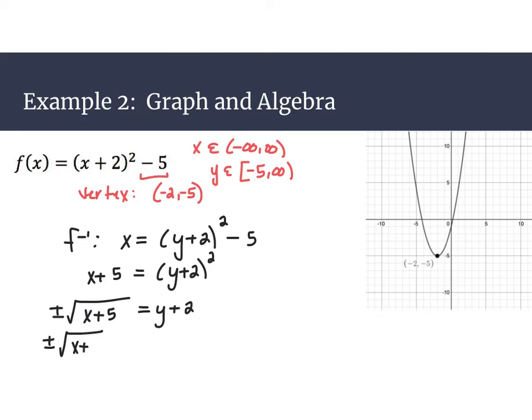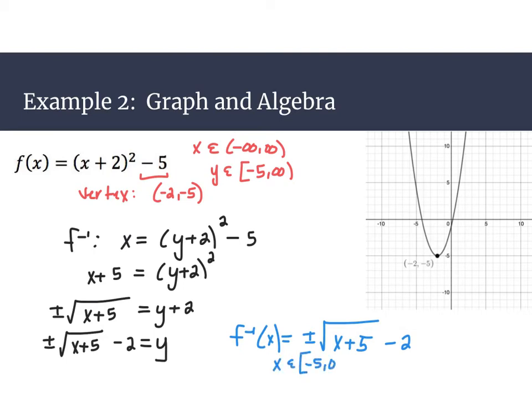You want to make sure that that 2, as you move it from the right to the left, stays out from underneath of that radical. So using the appropriate notation, the inverse of my original function is plus and minus the square root of x plus 5 minus 2. The range from the original becomes the domain of my inverse. So the domain of this function is from -5 to infinity. The domain of the original is the range of the inverse. So my range is from -infinity to +infinity.